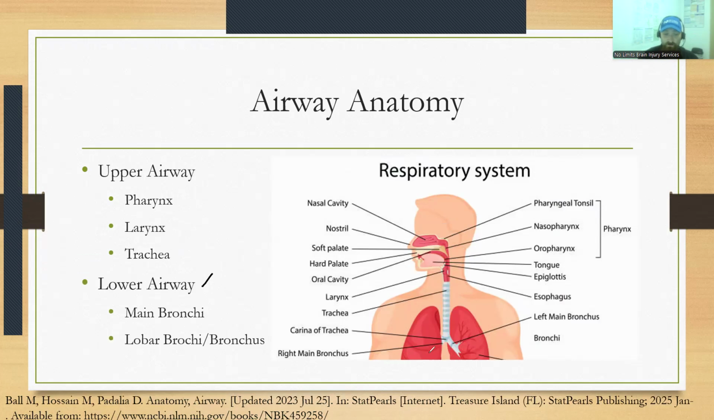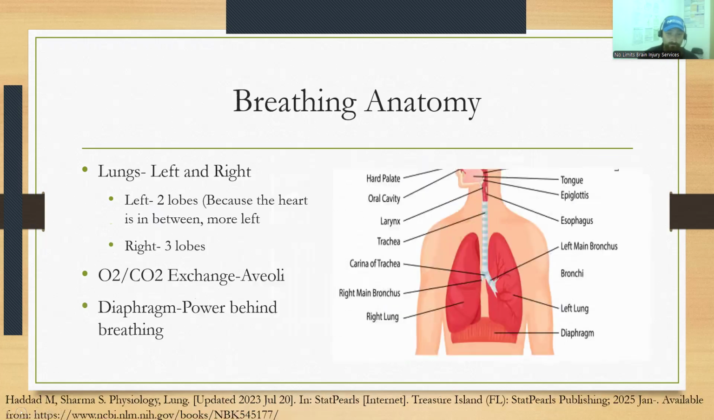You also have the lower airway, which includes the bronchi and the bronchioles, which is what comes off of the trachea and goes into the two lungs. The bronchi are the big branches, and the bronchioles are the smaller branches that go into the different lobes of the lung. All of that is interesting, but we've got to cover the breathing.